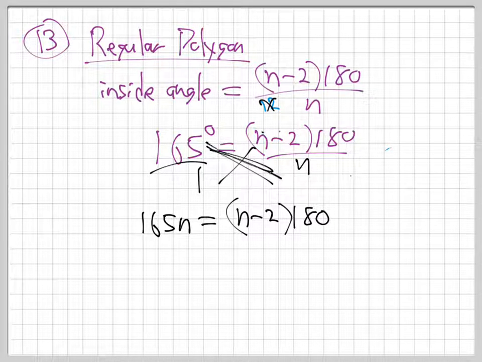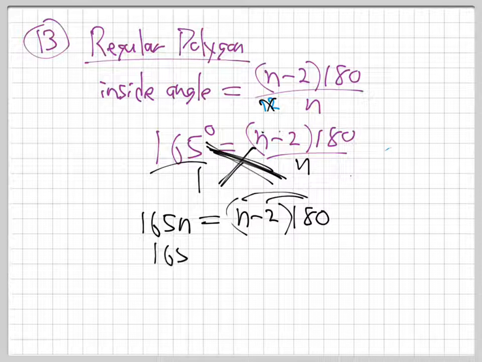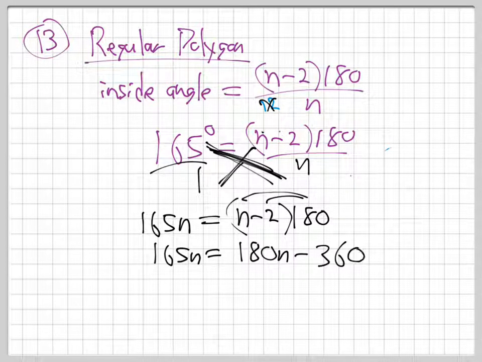That good? These two multiply, 165 times n, and 1 times 180, that doesn't change anything. That's still just 180. Diagonal, diagonal. Cross multiply. You've seen that before in your algebra days? So diagonal, diagonal. And then you've got to distribute this. And we get 180n minus 360.